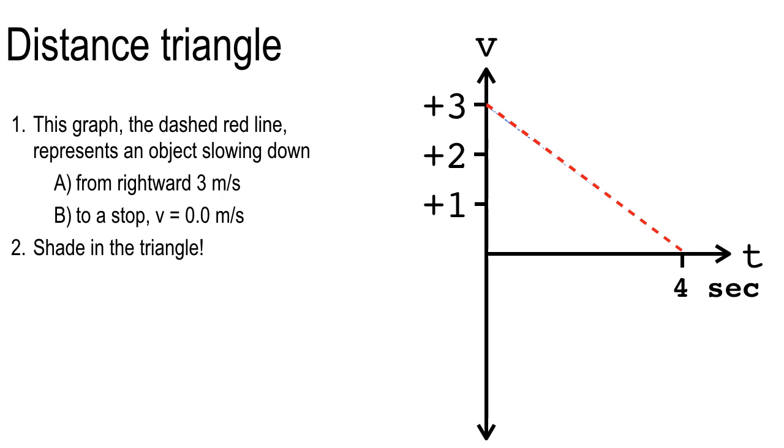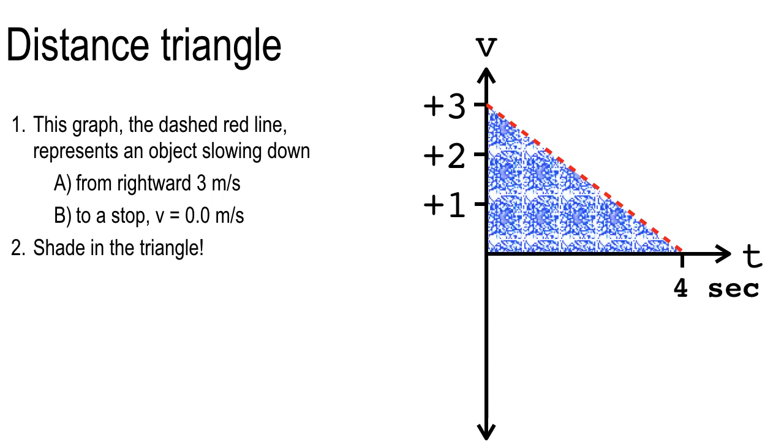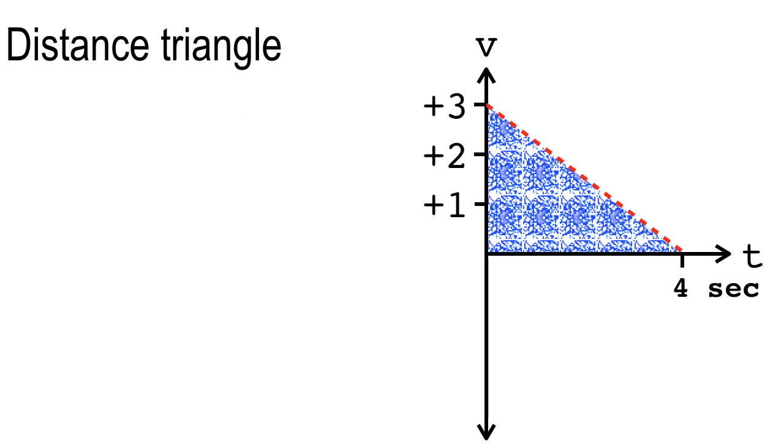Okay, shade in the triangle. All right, and I shaded mine in blue. All right, so there's our distance polygon. It's a distance triangle, and we're going to analyze it. 1/2 base times height. So let's figure out the area, 1/2 base times height. Okay, base is, what's the size of the base? 4 seconds. And how big is the height? 3? Incorrect. You got to have the units in there. 3 meters per second, that's right.